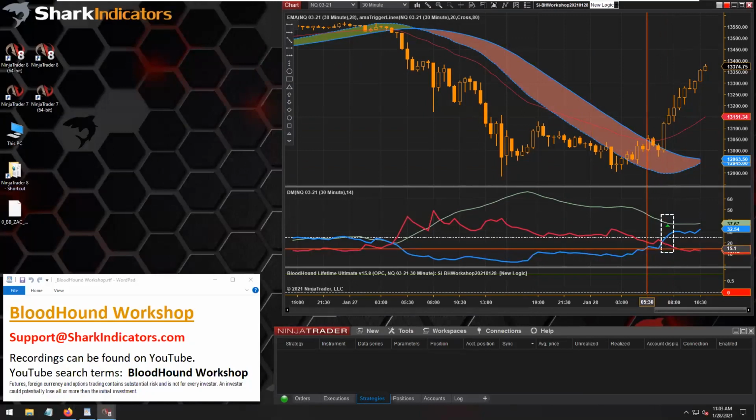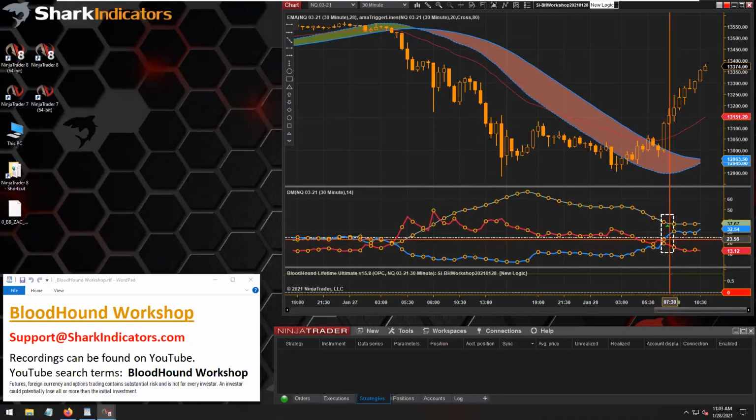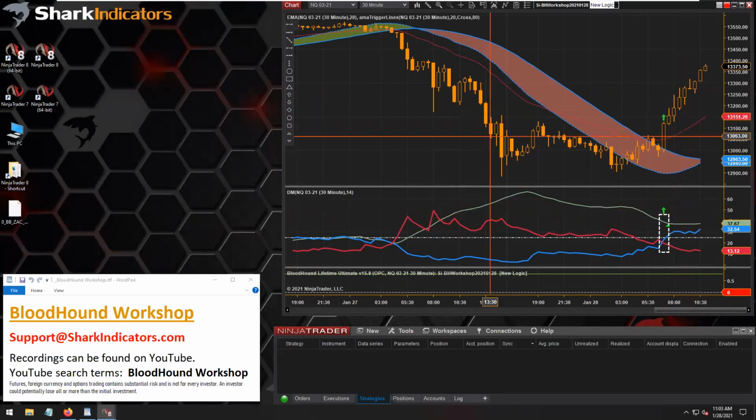So that is our third condition there, right? We need the DI lines to cross each other, we need the ADX line above 25, and we need the close above the trigger line, and that'll generate a long signal. So we should mark that for a long signal. There. All right, and so the opposite would be true for a short.